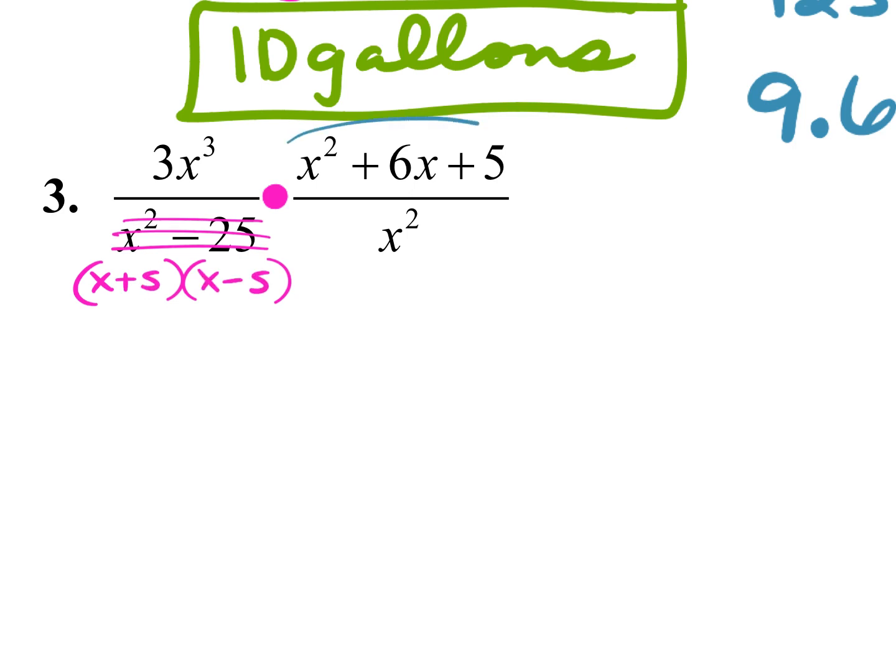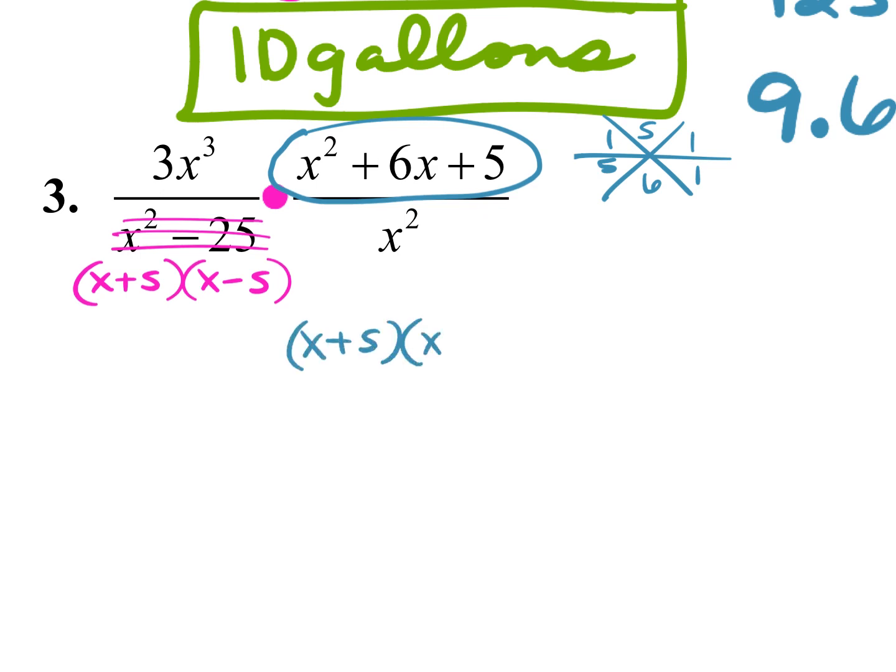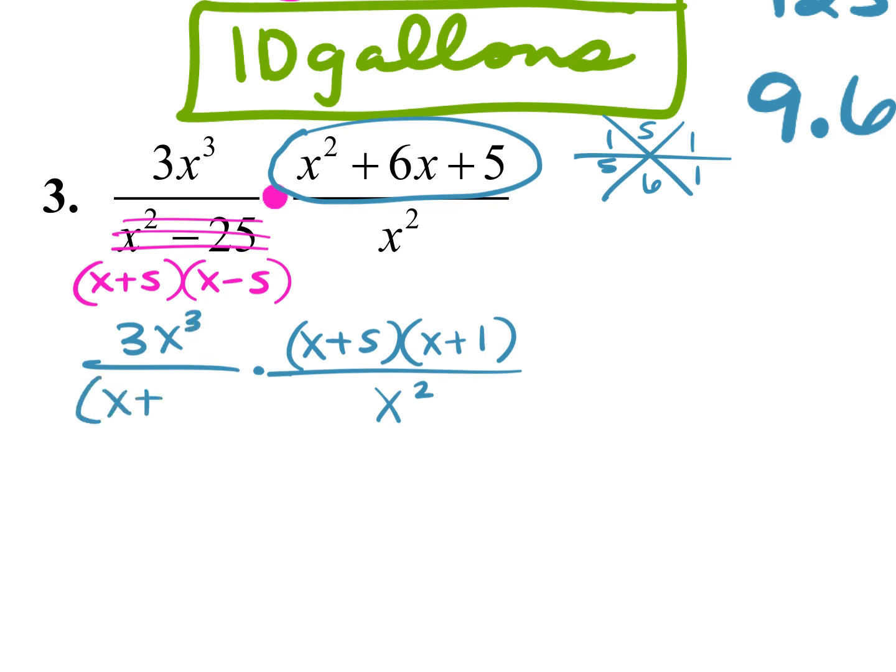What do you get when you factor x squared plus 6x plus 5? What can you multiply to? Yeah, so multiply to get 5, add to get 6. So that's going to be x plus 5 and x plus 1. I'm just going to rewrite this whole thing right now. Okay, so that's my numerator. X squared is still my denominator. Over here you have 3x cubed, and then x plus 5 and x minus 5.